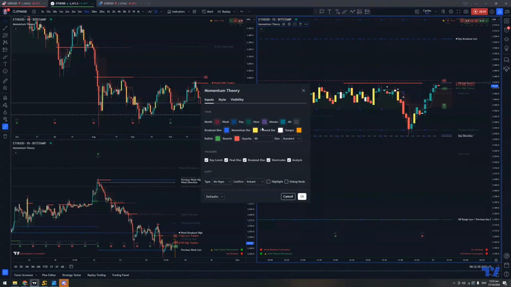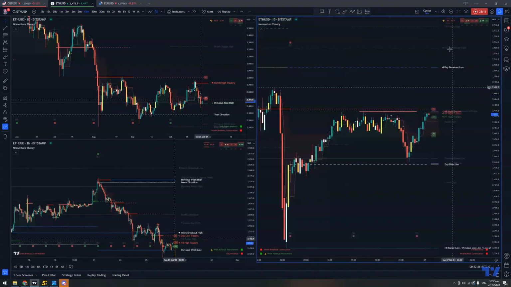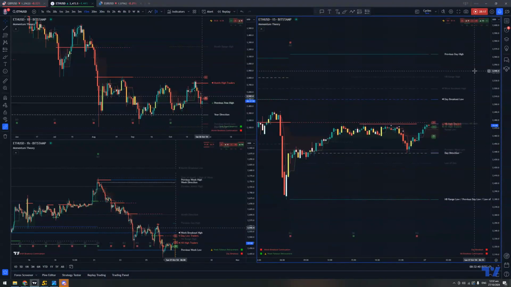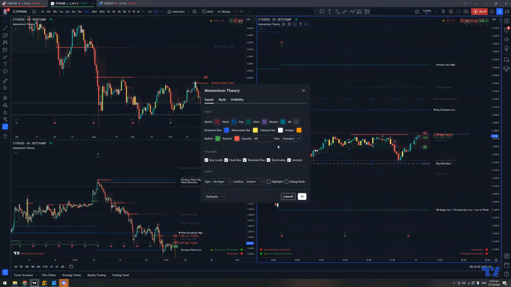All this stuff I think is self-explanatory. Breakout bias, momentum bar, these just change the colors. Opacity changes the opacity of the text. These gray text here, you can make them more opaque or less if you want. Size just changes the size of the text of these labels, the breakout labels, and at the bottom here. And I think that's about it.